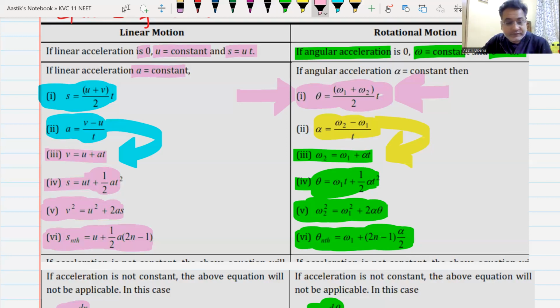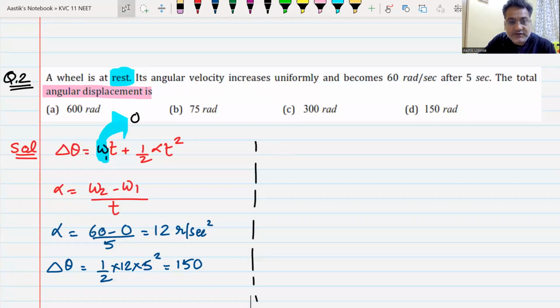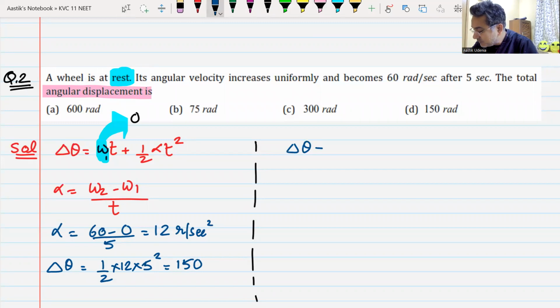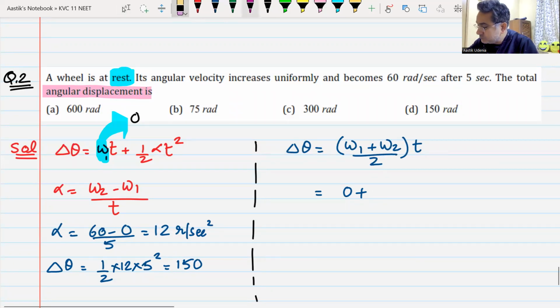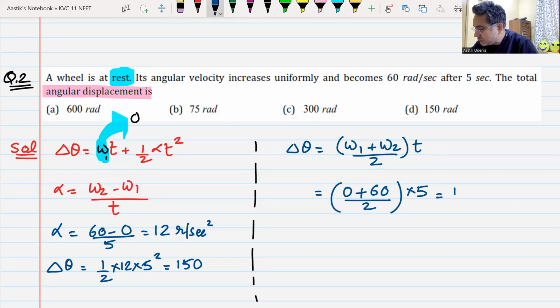See, let me also do it for you once. Second method. So I am just going to write second method. Displacement can be written as (omega 1 plus omega 2) by 2 multiplied by t. Omega 1 is 0, omega 2 is 60, divided by 2 into 5. And you can see so nicely you are getting the answer as 150 rad per sec square.